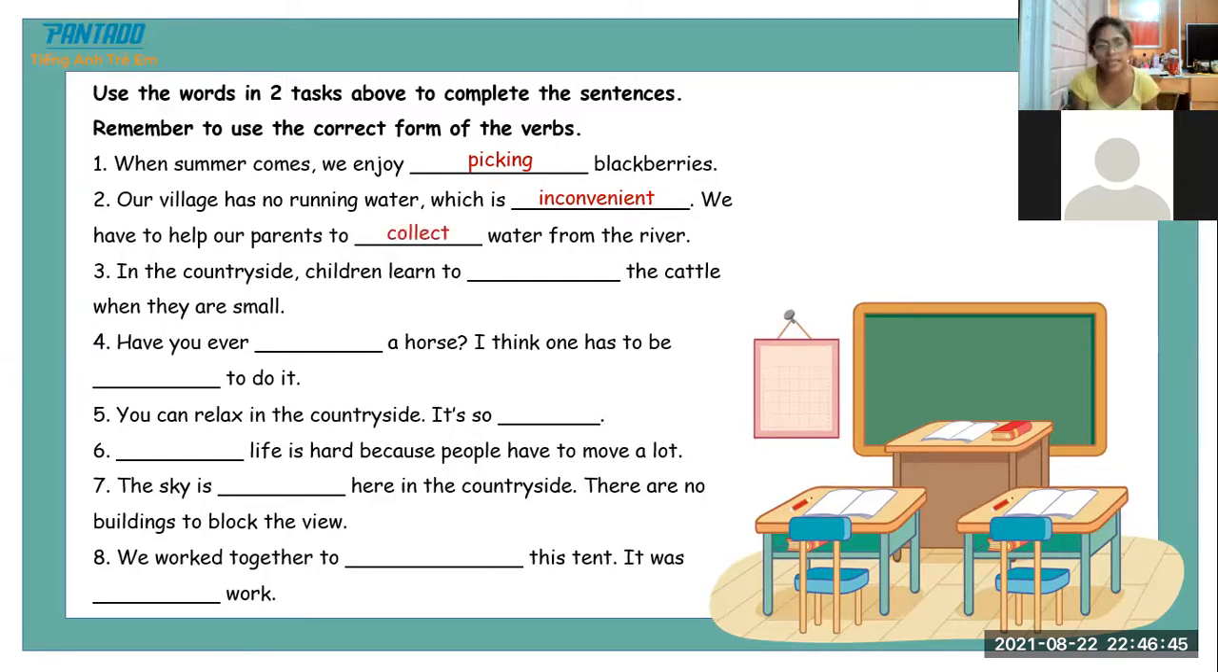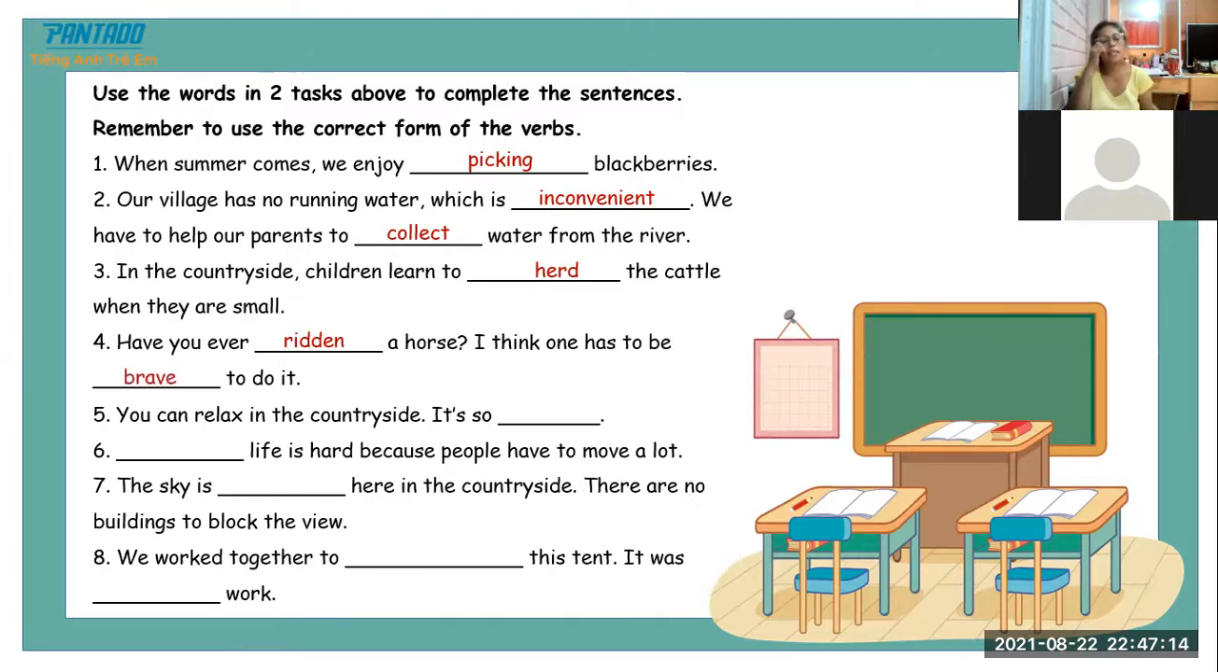Collect. In the countryside, children learn to blank the cattle. What do you think is the answer? Herd. Okay. Have you ever blank a horse? Riding. Okay. I think one has to be blank to do it. Brave.